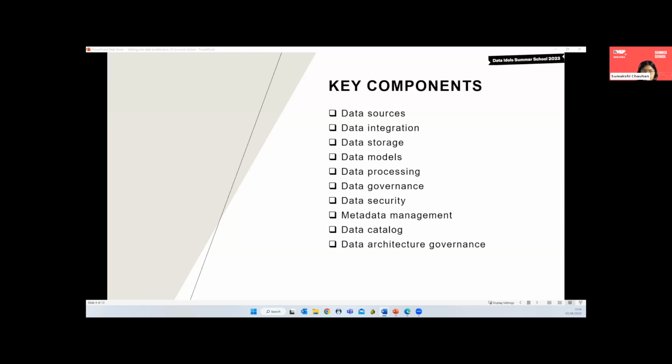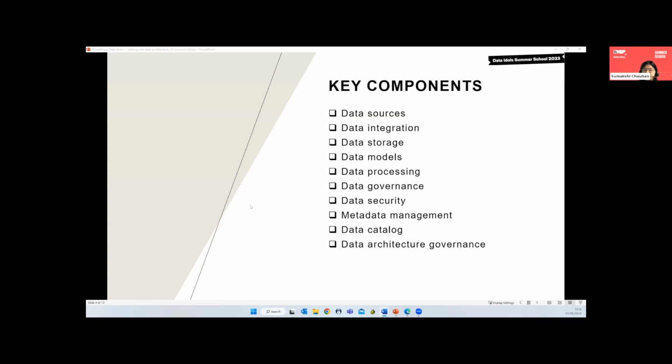Next up is the data catalog, which is a centralized metadata management tool. It can be considered as a centralized repository, which stores the metadata and provides a searchable inventory of the available data assets we have. And the last being data architecture governance, which involves overseeing the implementation and whether we are sticking to the data architecture standards or not. Are we following the best practices and guidelines across the organization or not? This is all what's taken care of in data architecture governance.